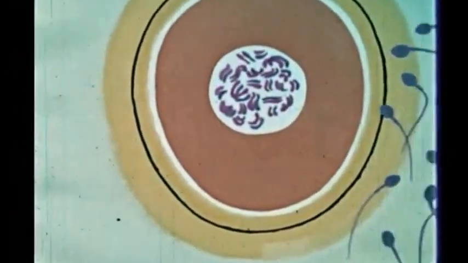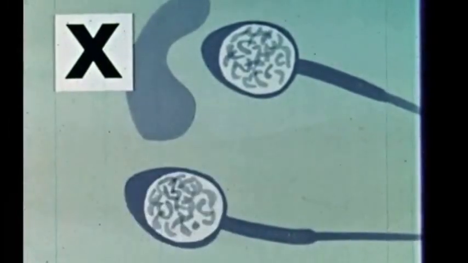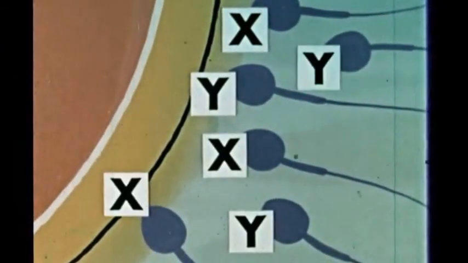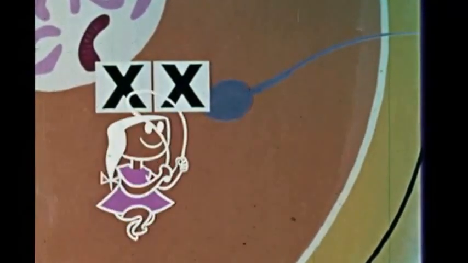Fathers produce two types of sperm cells. One type has a long X chromosome. The other type has a short Y chromosome. Fathers produce these two kinds of sperm cells, usually in equal numbers. In the mother's egg cell, however, the sex chromosome is always X type. So if the sperm which enters the egg carries an X chromosome, there will be two X chromosomes, and this always means a girl.